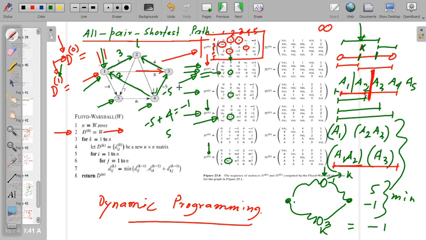Then again, whenever I take this 2, D2, that means 1 to 2 to 3 I have to check, 1 to 2 to 4 I have to check, 1 to 2 to 5 I have to check. So via 2, can I reach some other vertices with a less cost? That is the thing.